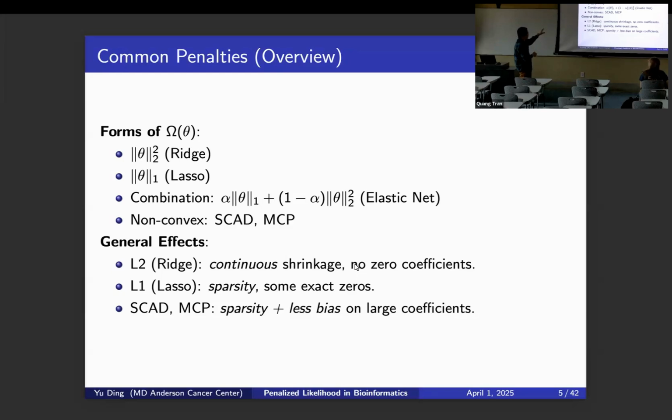The first one is ridge regression, with the L2 norm, and the lasso regression uses the L1 norm. And we will also investigate the combination of them, which is the famous elastic net regression, or elastic net penalty. Then we will talk about some advanced penalties, the so-called SCAD and MCP. And then we will also investigate the general effects coming from these different types of penalty terms.